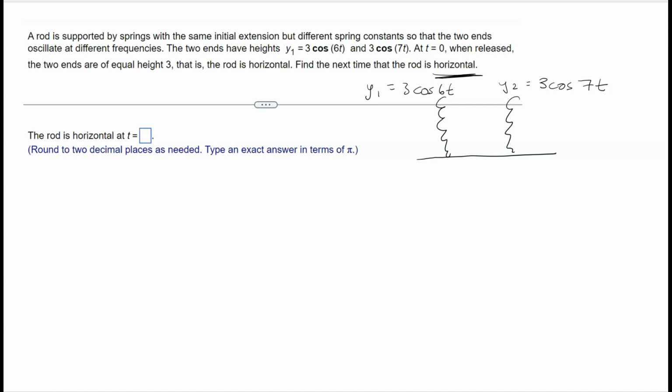Obviously, if you think about it, that rod is going to be horizontal when the two lengths are the same. So the rod is horizontal when 3 cos 6t equals 3 cos 7t, and we need to find t. So let's put everything on the left-hand side. We might as well take out a factor of 3.